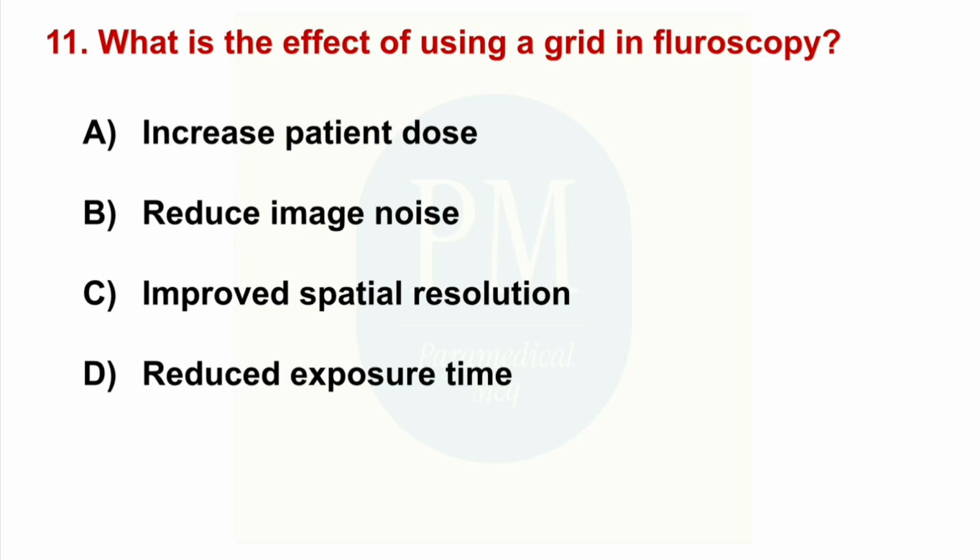What is the effect of using a grid in fluoroscopy? Option A, increase patient dose. Option B, reduce image noise. Option C, improve spatial resolution. Option D, reduce exposure time. The correct option is option A, increase patient dose.